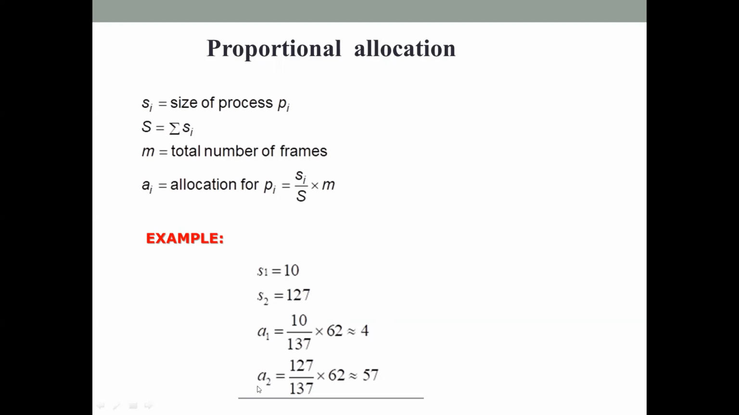For the second, interactive high priority process, the frame requirement is 127, divided by the total frame requirement of all the processes, 127 plus 10, which is 137, into the total number of frames, 62. So we get approximately 57 frames allocated for the second interactive high priority database process. This is how frames will be allocated in the proportional frame allocation algorithm.